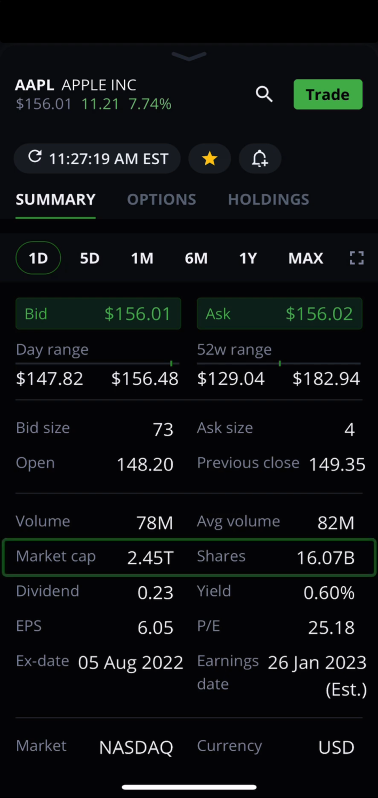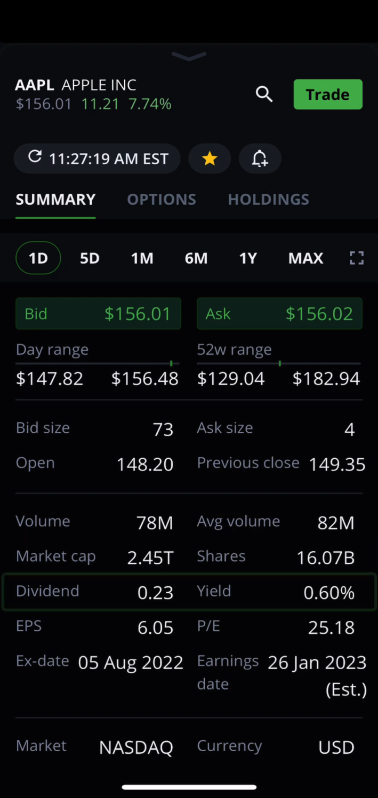Then, you have market cap and shares. Short for market capitalization, market cap is the total value of all shares for this ticker symbol. Shares will show the total number of shares issued by the company for this security. Note that market cap is equal to the number of shares times the current price per share.